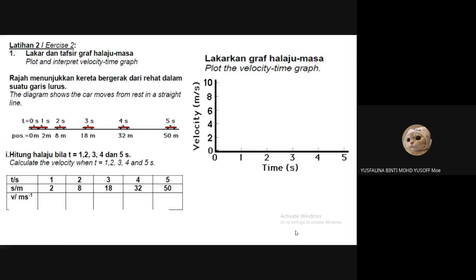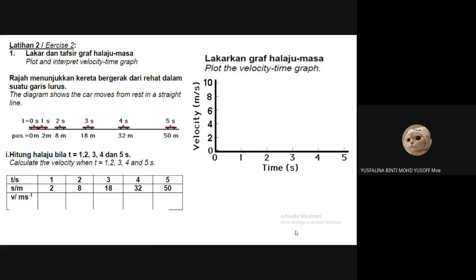Okay, this is the first example of the graph velocity against time. The diagram shows a car moving from rest, so u is 0. After 1 second, it has moved 2 meter. After 2 seconds, it moved 8 meter. After 3 seconds, 18 meter. After 4 seconds, 32 meter. And after 5 seconds, it has moved 50 meter already.